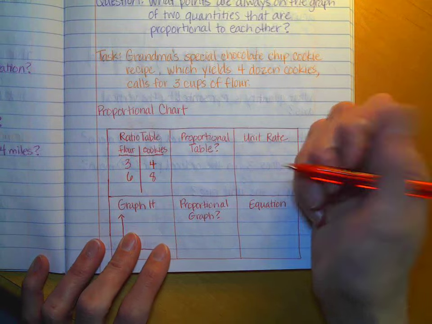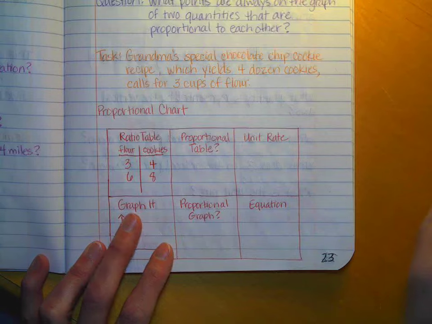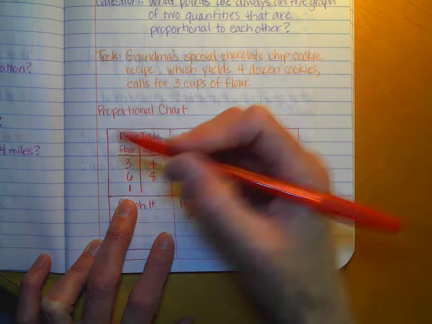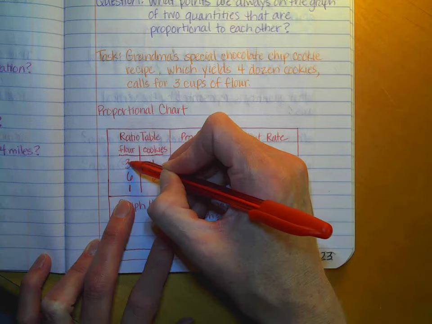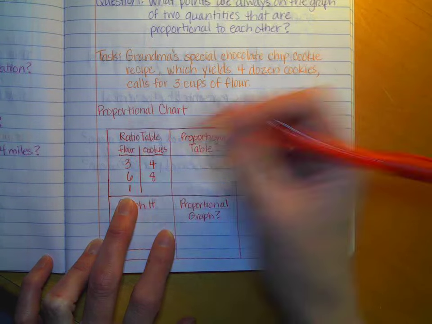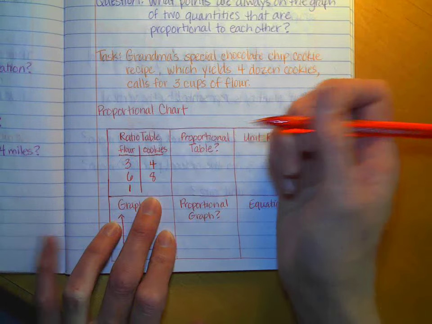Well, boys and girls, what if we only have, let's say we're scraping the bottom of our bag of flour and only 1 cup comes out. So how do we figure out how many dozens of cookies we can make if we only have 1 cup? So the question is, how did you get from 3 down to 1? So if I'm hearing you correctly, I'm thinking you're saying 3 divided by 3 equals 1.